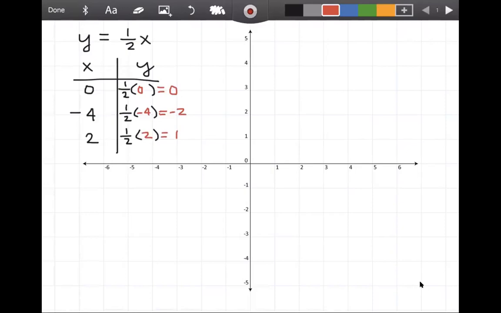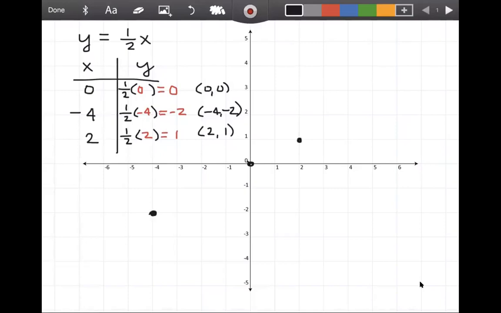All right, so that means we're going to be using the ordered pairs 0, 0, negative 4, negative 2, and 2, 1. All right, so there's 0, 0. Remember, negative 4, negative 2 means go 4 to the left and 2 down. So that would put us right here. And finally, 2, 1 means go 2 to the right and 1 up.